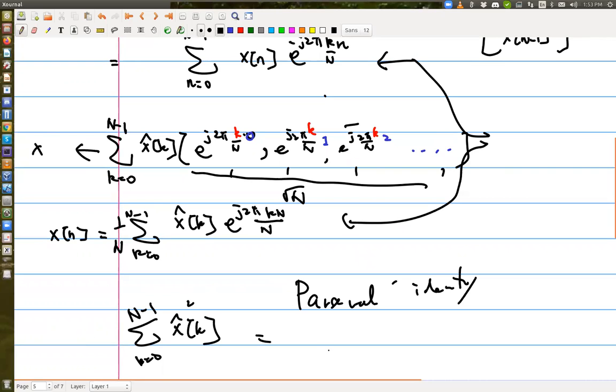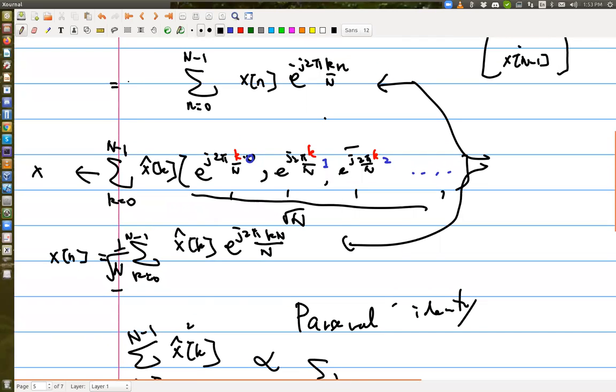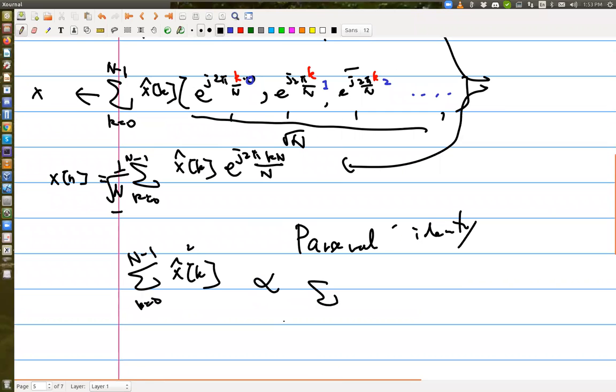So this will be equal to, or at least proportional to, depending on whether I use the square root of n. If I use 1/n, of course it won't be equal. But if I use the square root of n on both sides, then it'd be exactly equal.